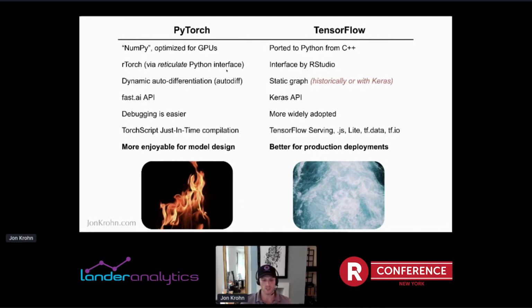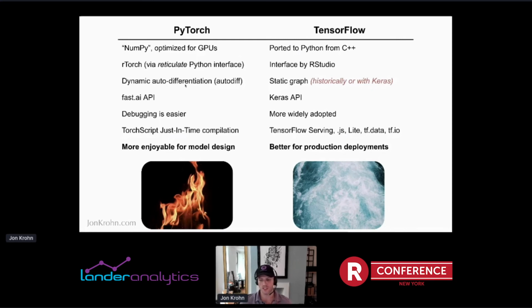Now, for R specifically, there isn't an official PyTorch implementation. However, via the Reticulate Python interface, you can use the RTorch library. TensorFlow, on the other hand, has a well-supported interface that is created by the wonderful folks at RStudio, who also have a hexagonal sticker that was sent to you.